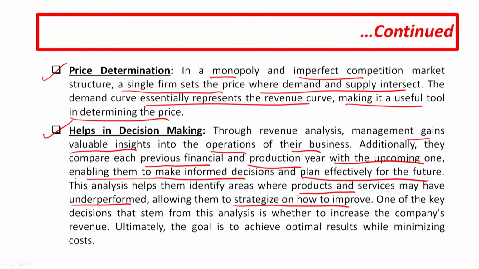One of the key decisions that stem from this analysis is whether to increase the company's revenue. Ultimately, the goal is to achieve optimal results while minimizing cost, which means the profit can be maximized by reducing the cost. Automatically, if the costs are reduced, it will help in increasing the profit.